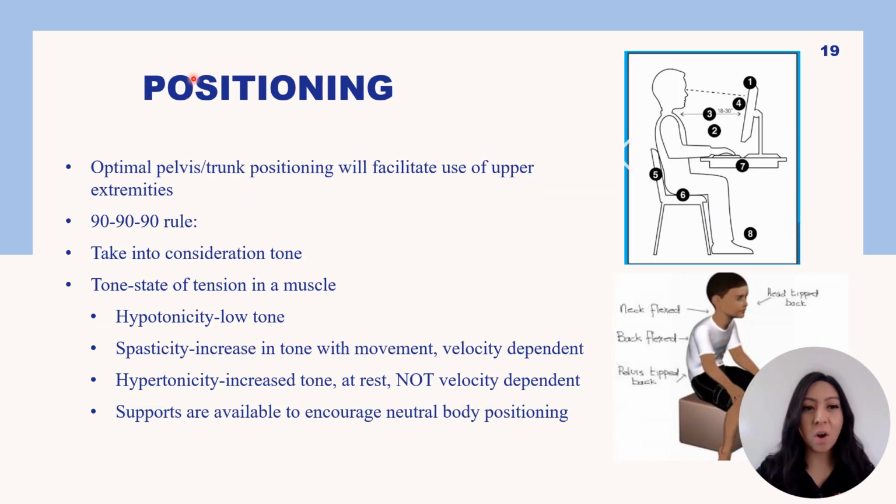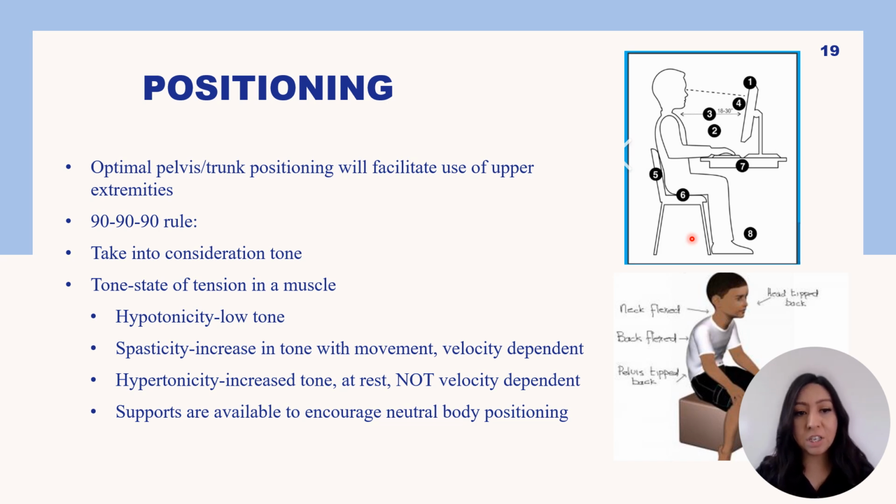Positioning. Optimal pelvis and trunk positioning will facilitate the use of the upper extremities. Here we see that optimal seating position, 90-90-90. Although this is the most optimal seating position, most of us likely do not sit like this. And for our different populations, we want to take into consideration tone.